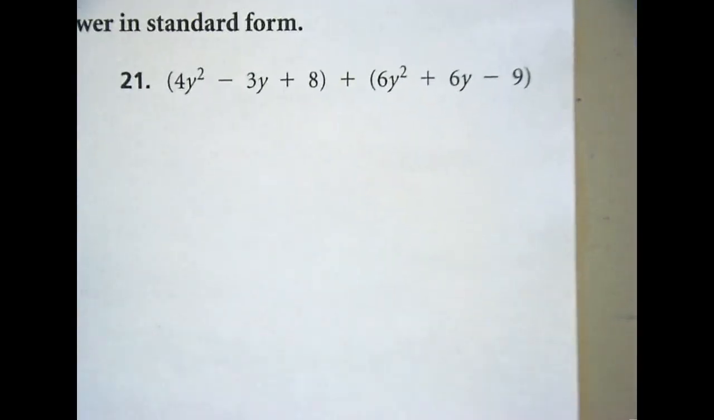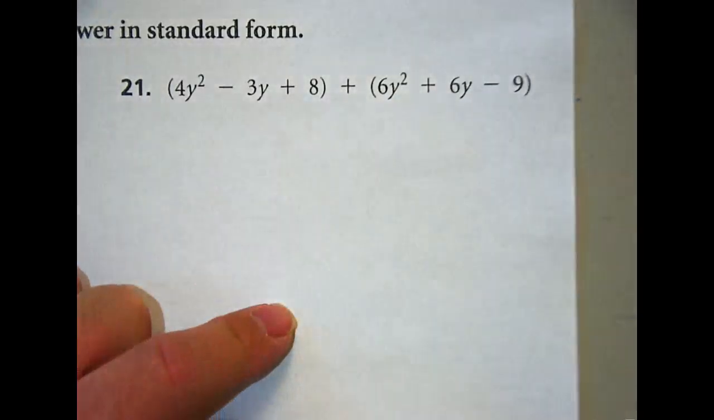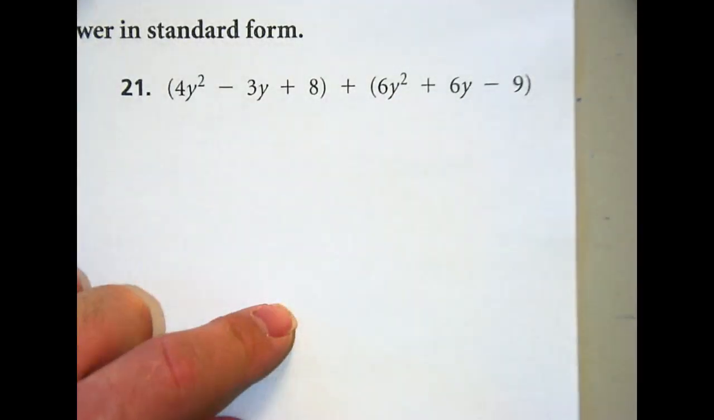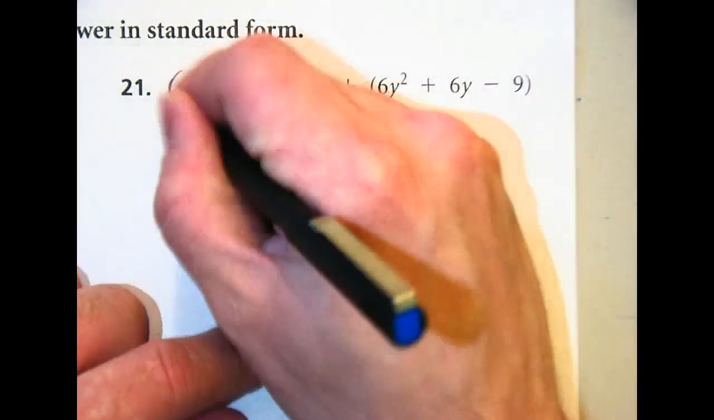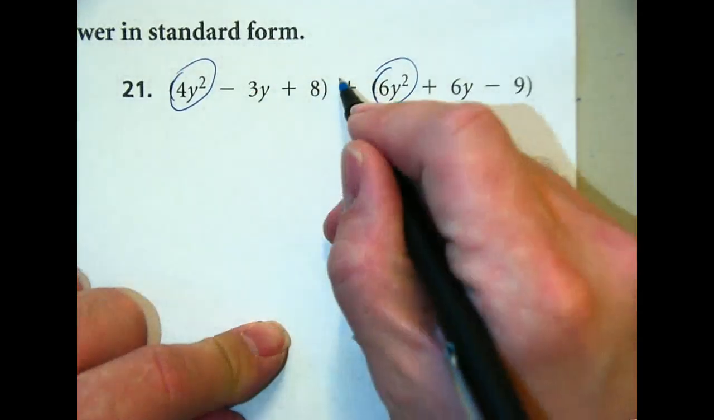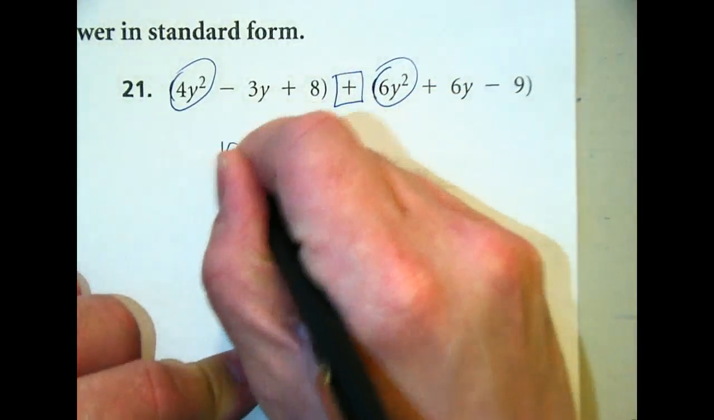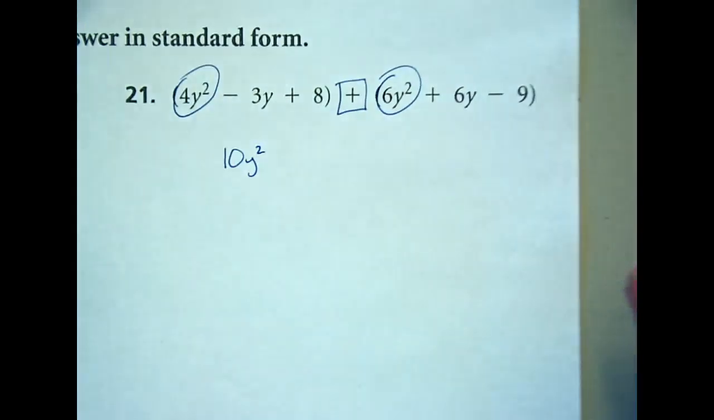So if I'm looking at number 21, right there, JC, what's a like term for 4y squared? What's another one like it? Good, yeah, you got 4y squared and we have 6y squared. We put those two together by adding, so that gives us a total of 10y squared. All right, I want everyone to finish that one up.